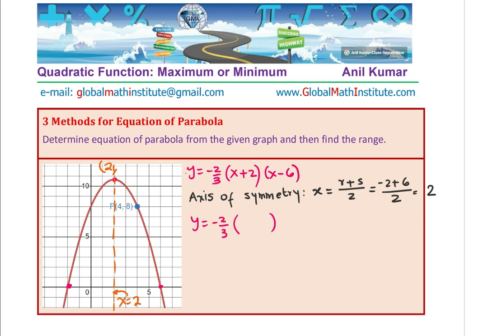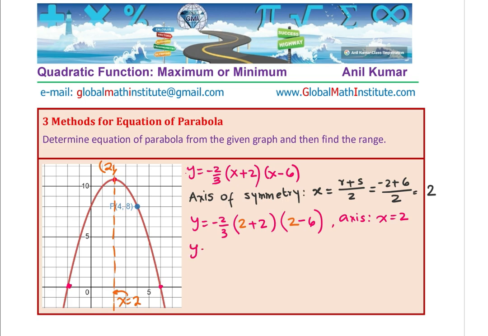Within brackets, we'll write these terms, and we'll substitute 2 for x. We get 2 for x, right? So 2 plus 2, and here we have 2 minus 6. Does it make sense? Since we know that the axis is at x equals 2, makes sense? The vertex is always on the axis, right?